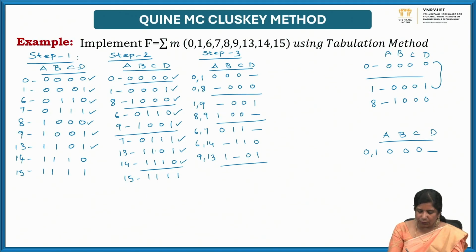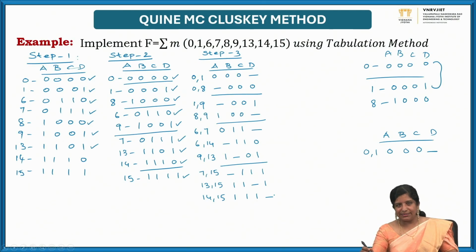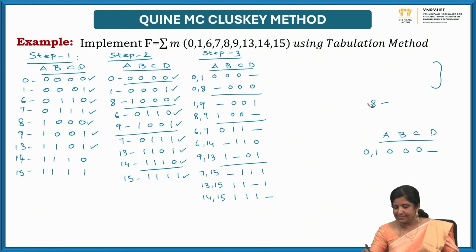Now we will be going for 7, 13, 14 with the comparison of 15. Now 7, 15 can be combined as it differs by 1 bit, so you will be getting dash 1, 1. Then 13, 15 can be combined, so you will be getting 1, 1 dash 1. Then 14, 15 can be combined. You will be getting 1, 1, 1 dash. This process should be continued until there is no further reduction in the steps.